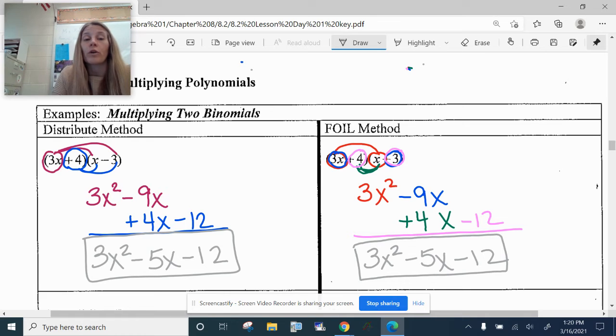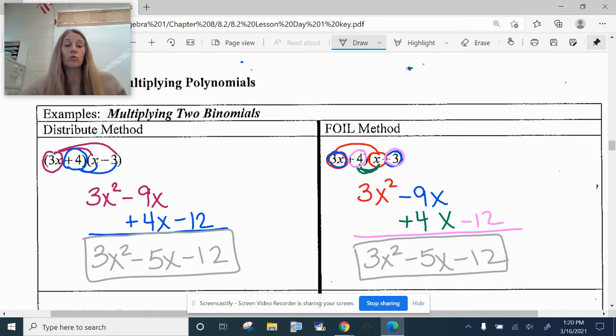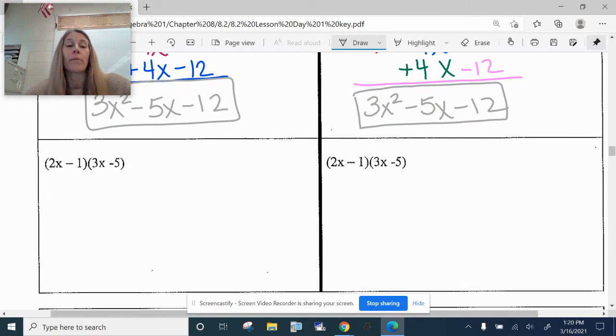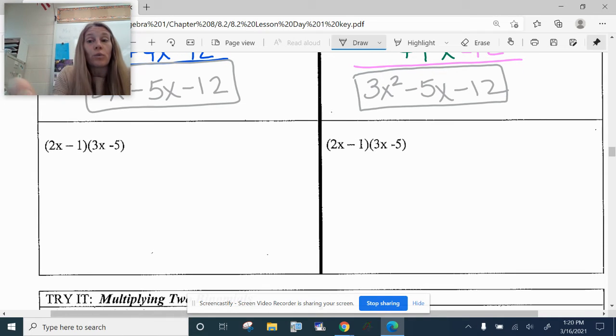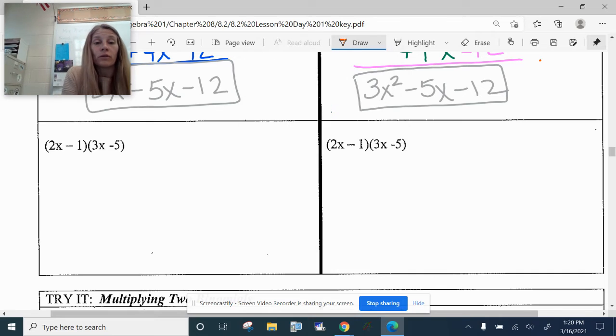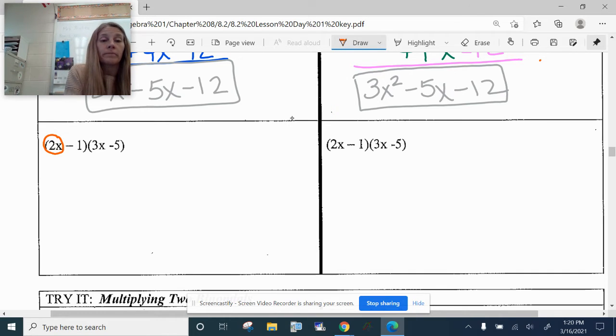So whether you are, quote, FOILing or just, I call it double distributing, you're going to get the same answer. It's really the same process. FOIL's just a way for you to remember the steps if you want to use that. Okay, so the next problem I'm not going to do twice. We can just do it one time. Whichever way you want to work through it is totally fine. You're going to get the same answer if you do it correctly.